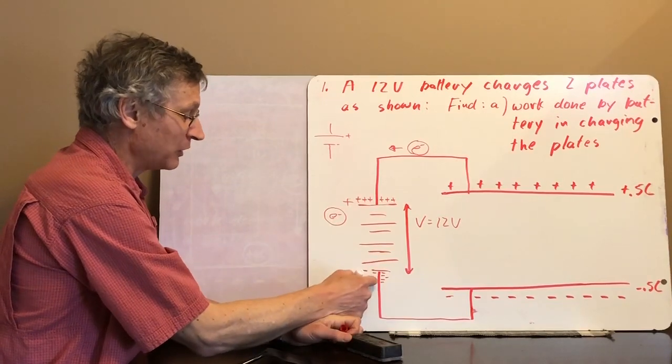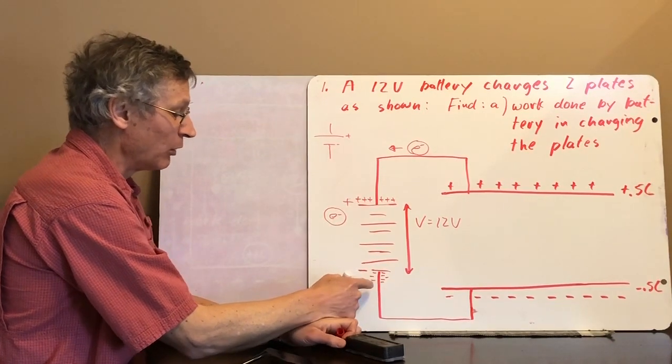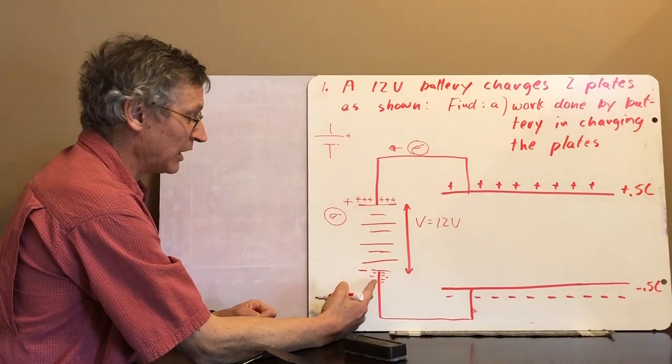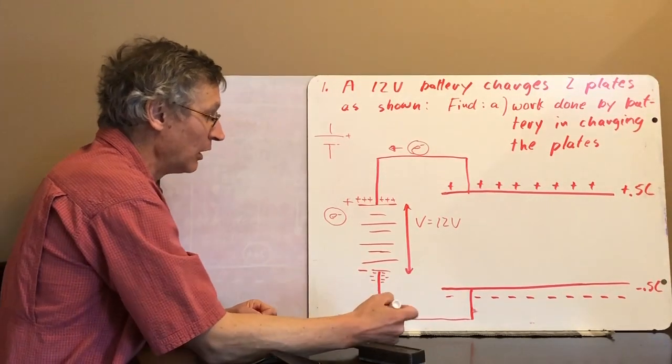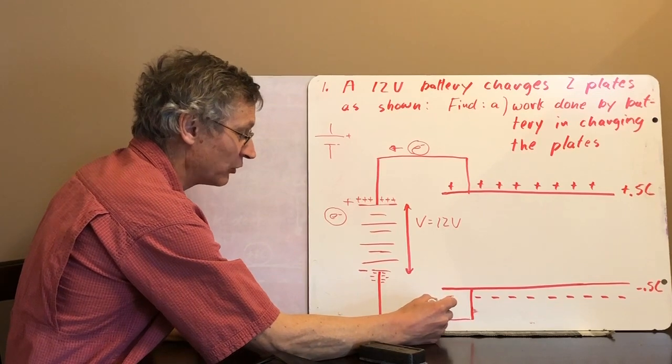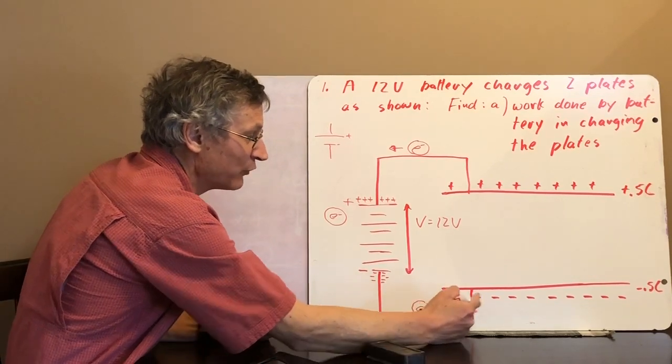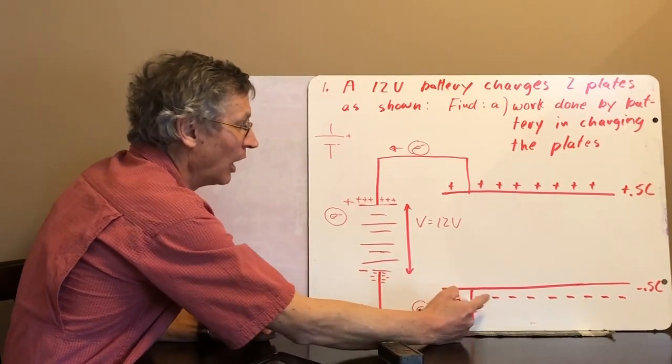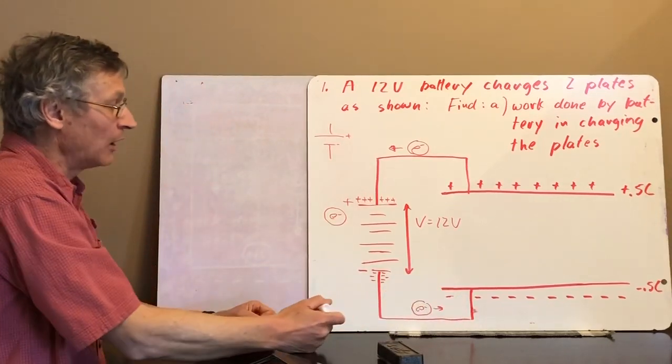And of course, once the electrons are down here, you've got a bunch of negatives, and they're going to repel the negative electrons in that direction, and the negative electrons are going to wind up on the bottom plate.